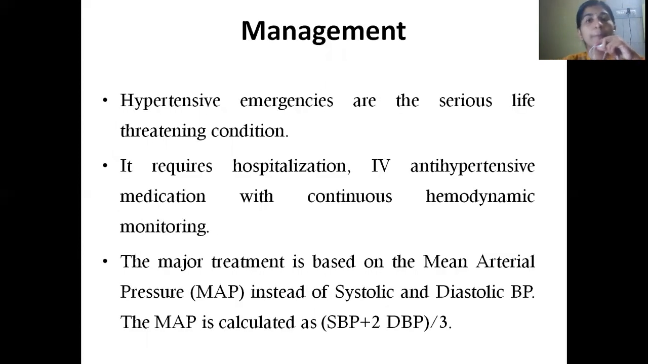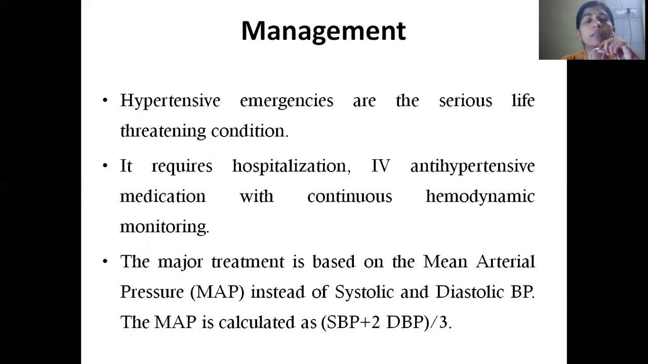Next we can go to the management part. A very important thing: hypertensive emergencies are serious life-threatening conditions, so they need emergency treatment. It requires hospitalization and IV antihypertensive treatment. A non-hypertensive-crisis patient may need only tablet or oral form. But in case of an urgency or emergency, when a hypertensive crisis patient is admitted to hospital casualty, we should start with IV medication. And the major treatment should be based on the mean arterial pressure, not on the systolic or diastolic.